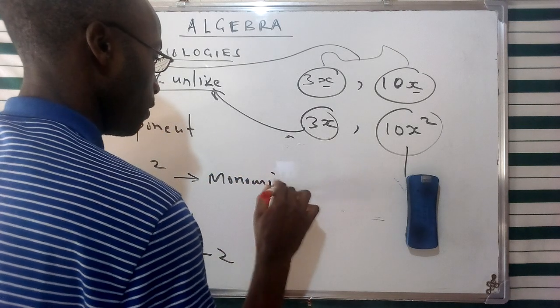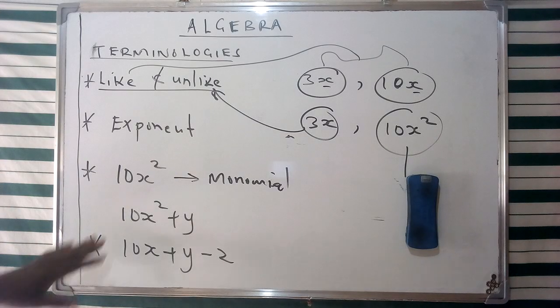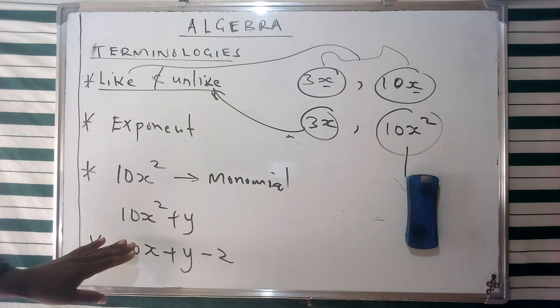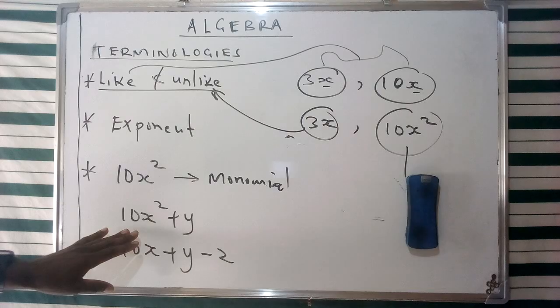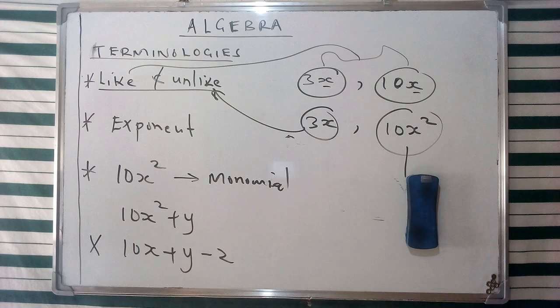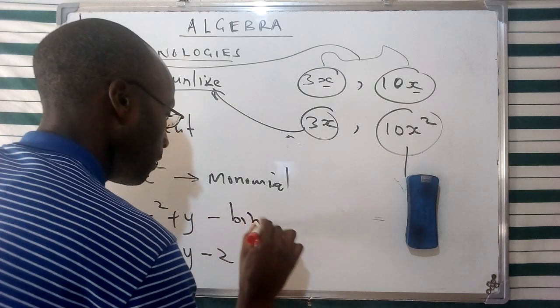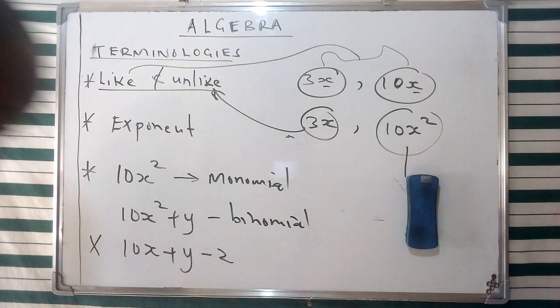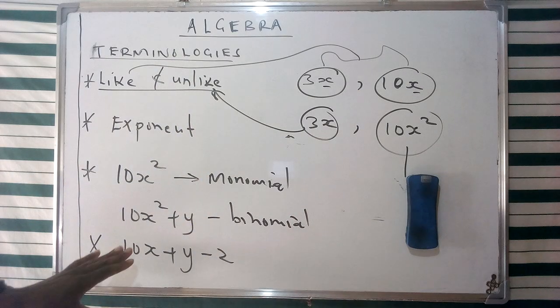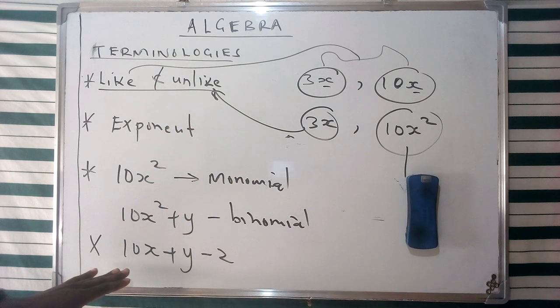This is a monomial. And then for the expression with two terms specifically, this is going to be referred to as a binomial. And then an expression with three or more terms is going to be referred to as a polynomial.